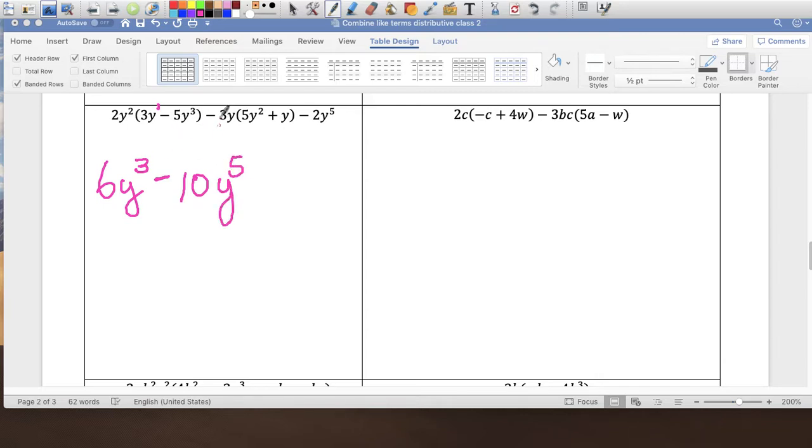Okay, so that's first. Minus, and then here it's negative 3y times this, and then times that. Negative times a positive is going to be a negative. 3 times 5 is 15.